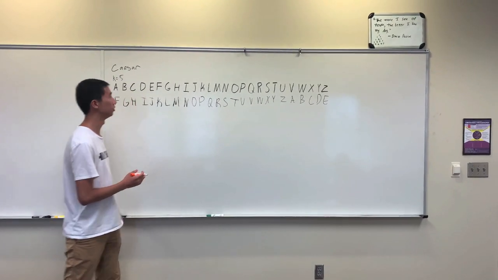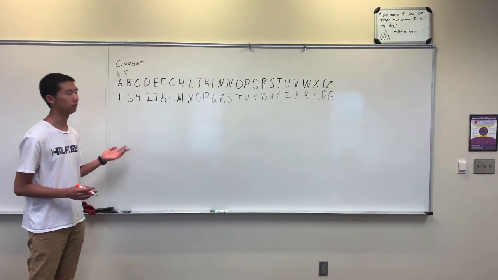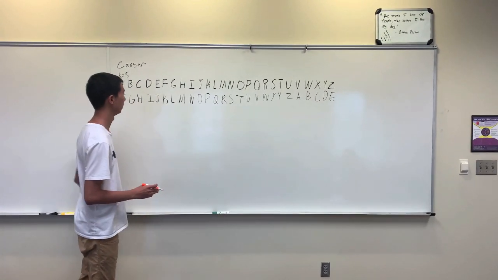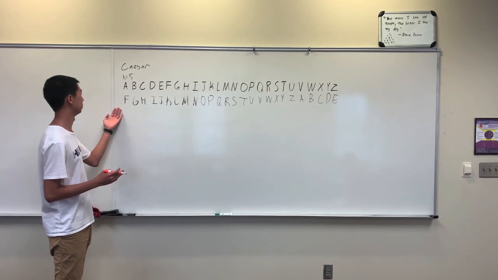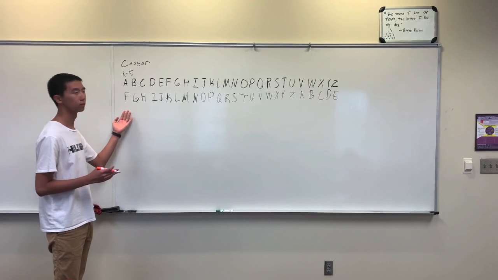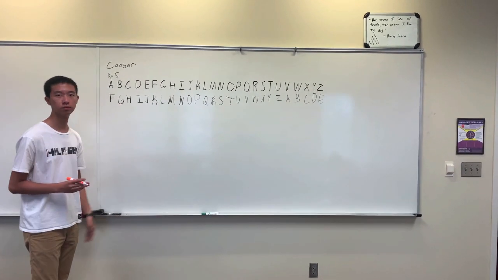Another cipher I'm going to show is the Caesar cipher. The Caesar cipher is a shift cipher, meaning you just shift the entire alphabet over by a certain amount. This one we shifted the alphabet by 5. So now A equals F, B equals G, C equals D, and so on.